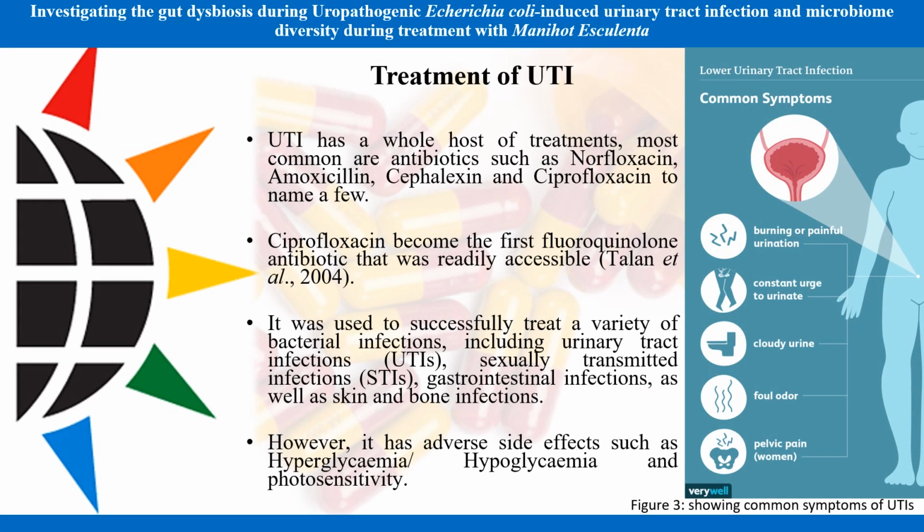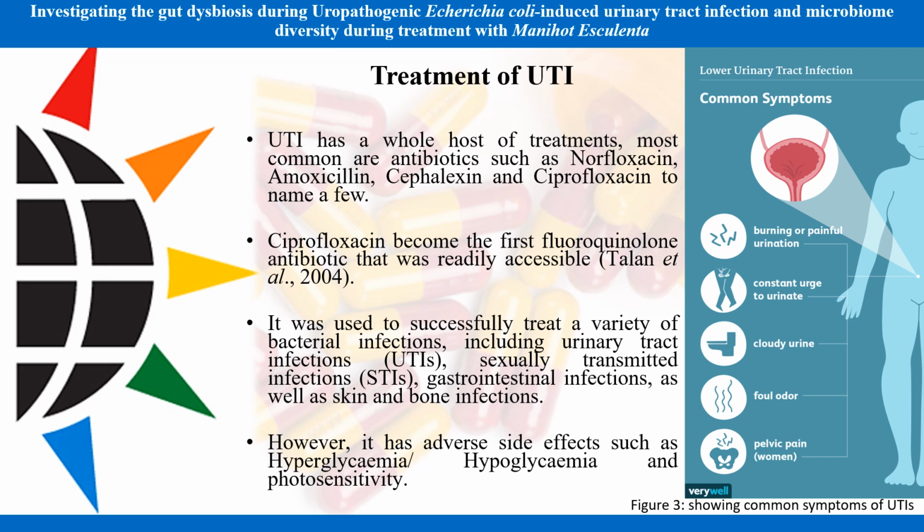Common symptoms of UTI infection include, but are not limited to, burning or painful urination, constant urge to urinate, cloudy urine, foul odor, pelvic pain in women, amongst others. With urinary tract infection having such a high prevalence rate, there have been a multitude of treatments that have been established. Most common are antibiotics such as norfloxacin, amoxicillin, cephalexin, and ciprofloxacin, just to name a few.